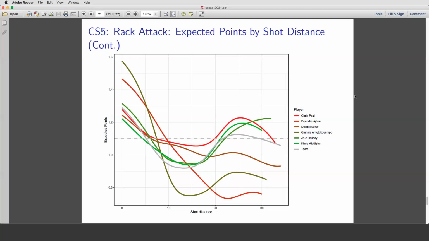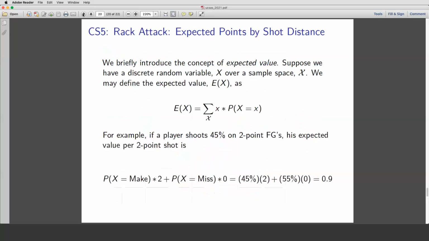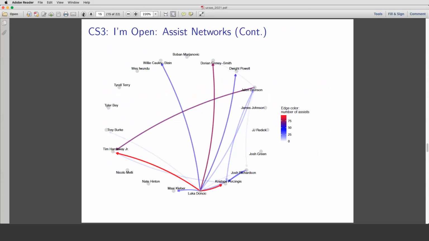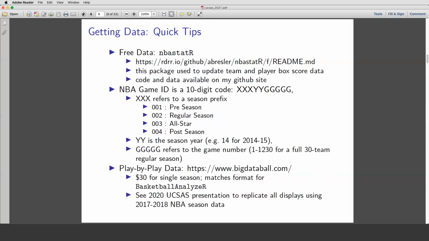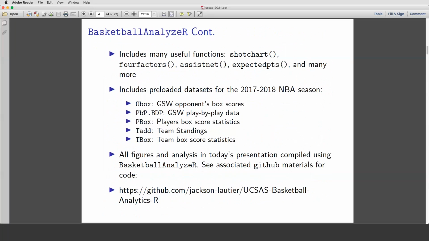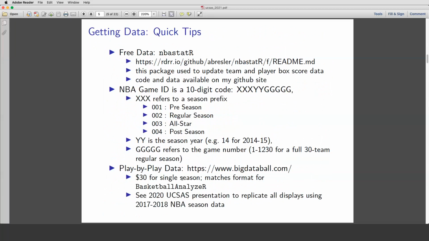Question from Jintao. Play-by-play data is obtained also by official agencies. So the play-by-play data, there's 2 ways to get it. If you just want to get up and running, the package BasketballAnalyzeR includes play-by-play data for the Golden State Warriors only for the 2017-2018 season. To get play-by-play data, you can get it for an entire season from this website for $30. That's a ton of data.